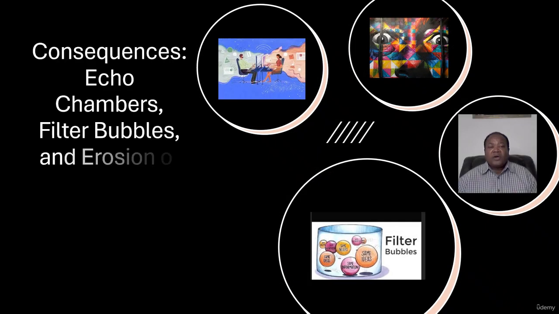And what are the consequences? Echo chambers, filter bubbles, and erosion of shared reality. These mechanisms lead to the formation of echo chambers and filter bubbles, which reinforce confirmation bias and fragment shared understanding of truth, thus undermining social cohesion.